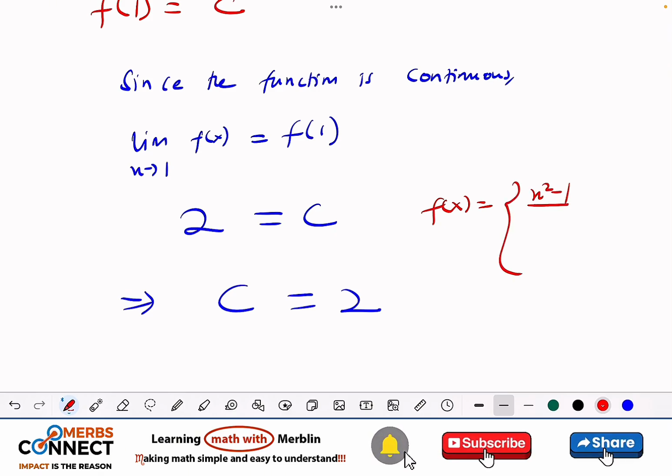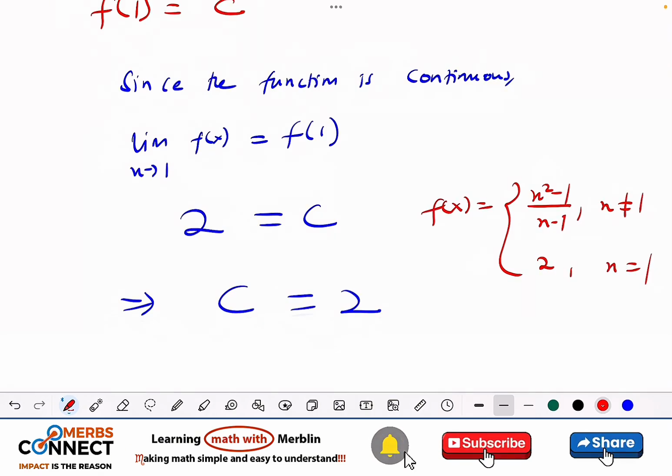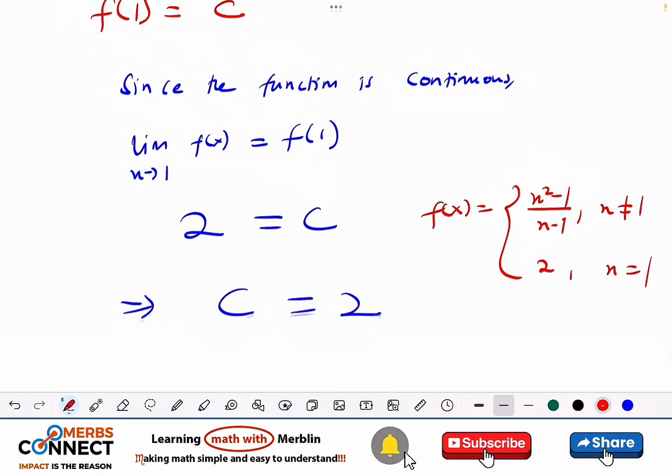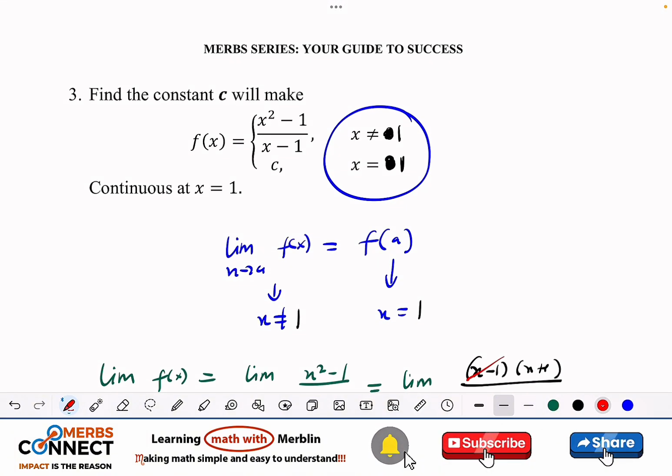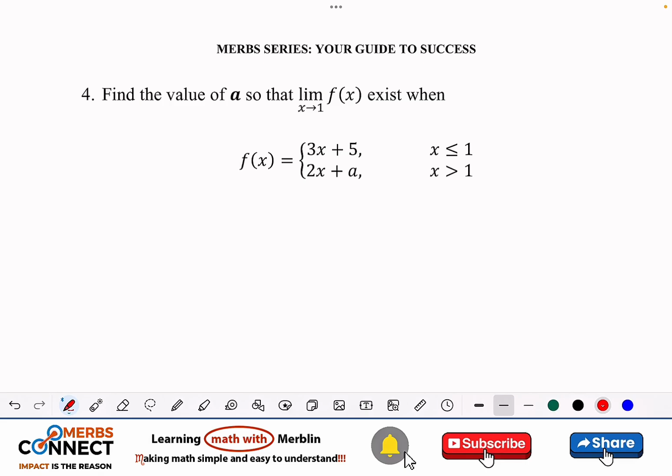x squared minus 1 divided by x minus 1, 2, x is not equal to 1, and x is equal to 1. And this becomes continuous. So that is basically this. Let's pick another one that I will show you a different trick.